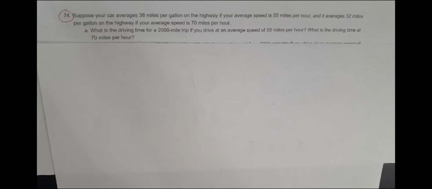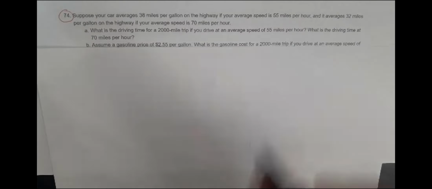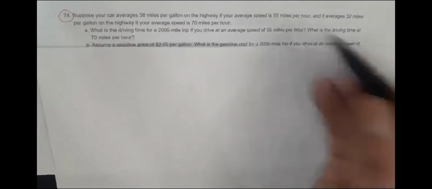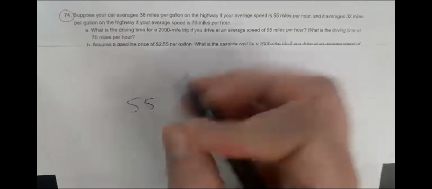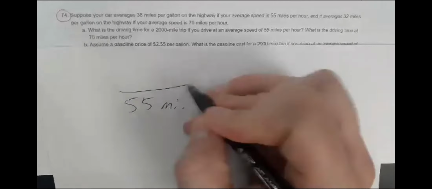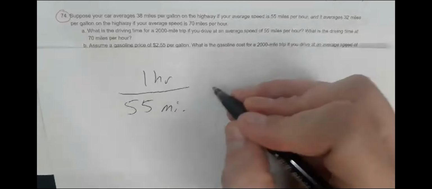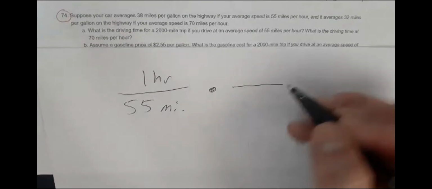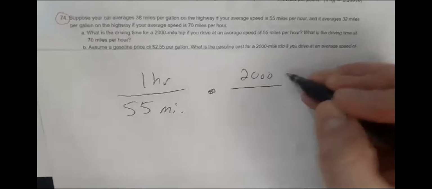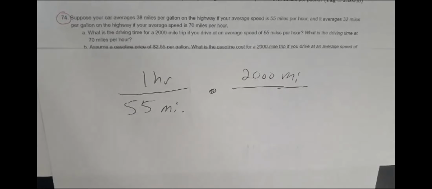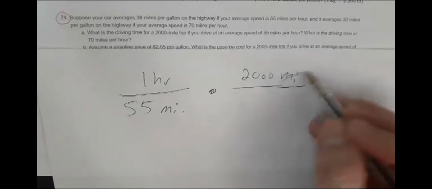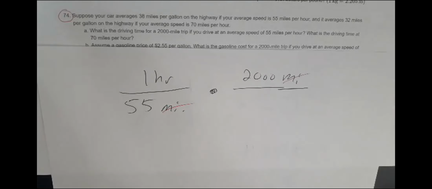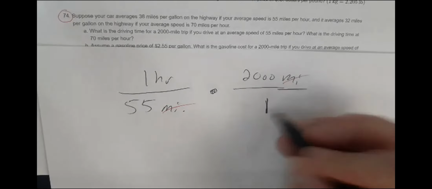But if we want to do unit analysis, this one might be a little weird because this says I have 55 miles for every 1 hour. And we want to set this up for what? A 2,000-mile trip. I guess I set that up backwards of what I probably should, but it'll still give you the right solution.